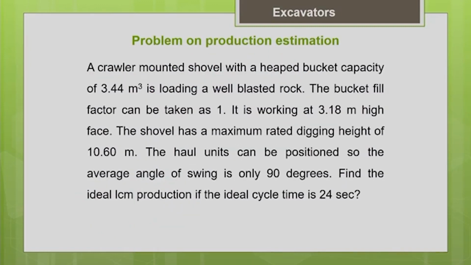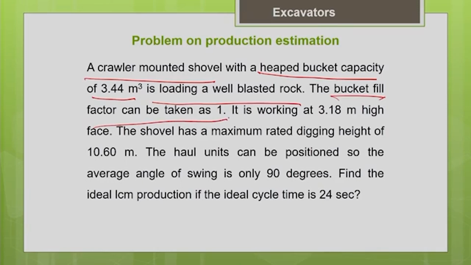Now, let us work out a problem on the production estimation. A crawler mounted shovel with a heaped bucket capacity of 3.44 meter cube is loading a well blasted rock. The bucket fill factor can be taken as 1. Okay, depending upon the material type, we are supposed to take the bucket fill factor. It is readily given to you in this question as 1. It is working at a 3.18 meter high face.